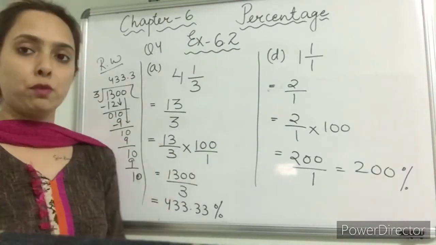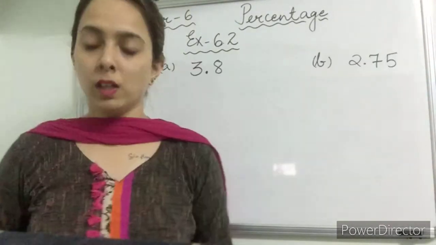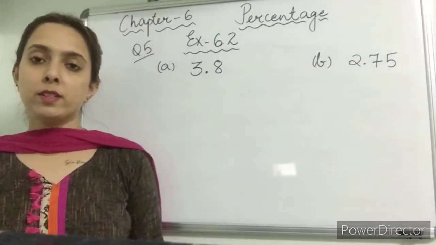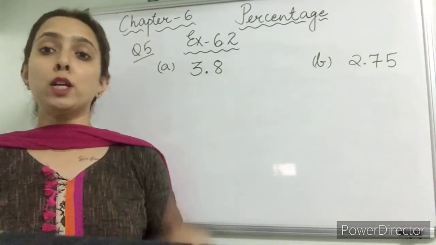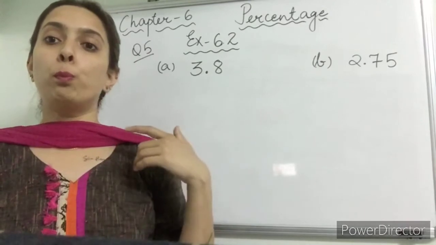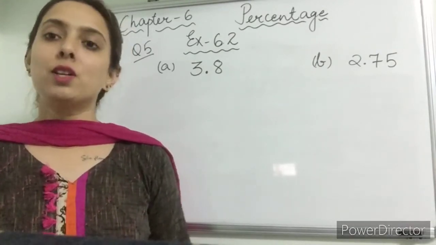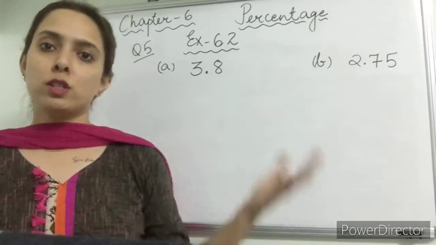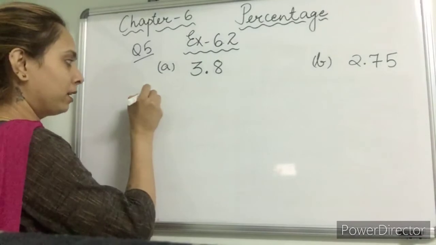So this was question number 4. Let's go for question number 5. Okay, question number 5 is convert the following decimal numbers into percentage. So into percentage means we have to put the sign of percentage. So we will always multiply by 100. So simply multiply these decimal numbers by 100.